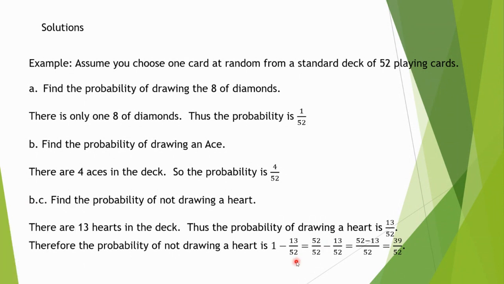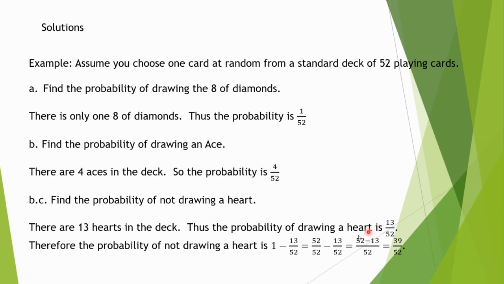It'd be 1 minus 13 out of 52. I'm just doing basic fraction stuff here, as you can see. Basically, 1 is the same as 52 over 52, right? So we have 52 minus 13 over 52, like so. And that's 39 over 52.